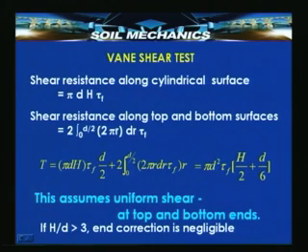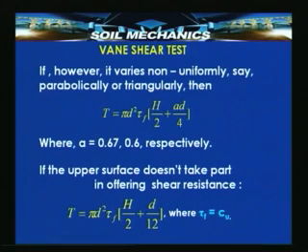But if H by d is not greater than 3, then we have to apply a small correction, and then this expression will be written in terms of a correction factor A and d by 4. The correction factor is 0.67 or 0.6, depending upon whether we have a parabolic or triangular end shear distribution. Now if it is uniform, this A d by 4 becomes d by 6, and A becomes 1/3 in fact.